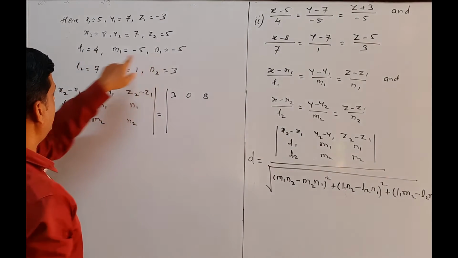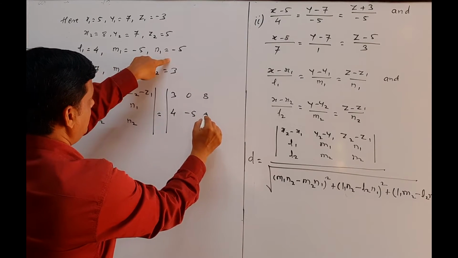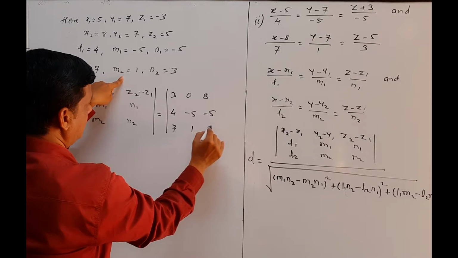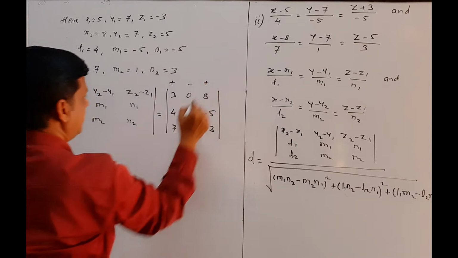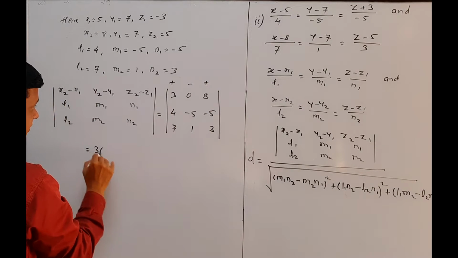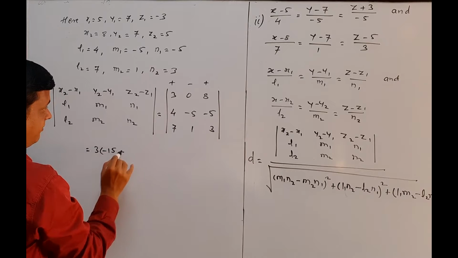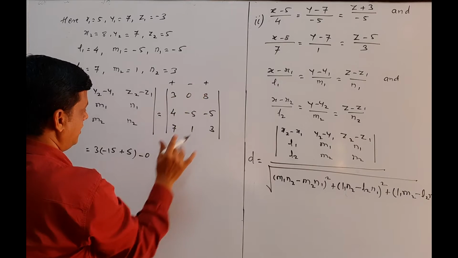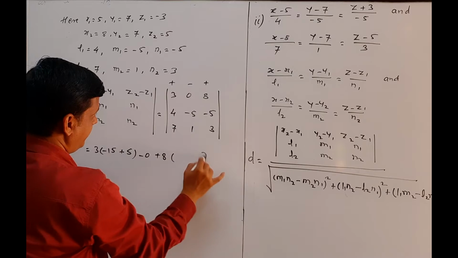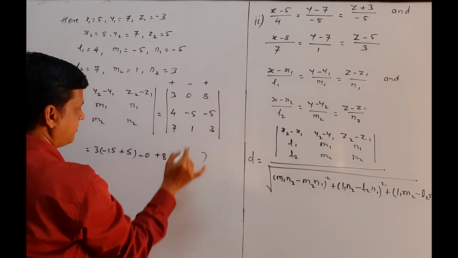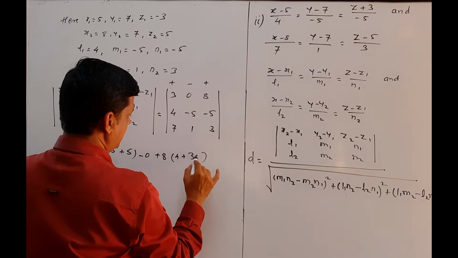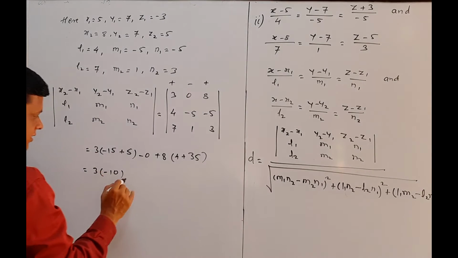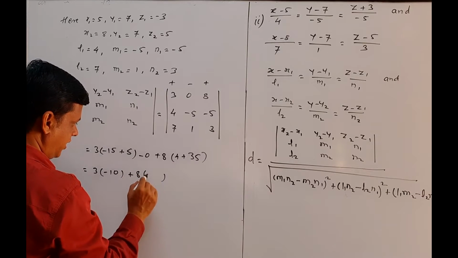Then L1, M1, N1, so we write here 4 minus 5 minus 5. Then L2, M2, N2, so we write here 7 1 3. So calculate this determinant. So we get here 3 in bracket, minus 5 into 3, minus 15 minus, so minus minus get plus, 5 into 1 is 5, then minus 0, so we do not write the determinant. Now next, plus 8 in bracket, 4 into 1 is 4, minus, so minus minus get plus, 7 5 is 35. Now calculate this value, 3 into minus 15 plus 5, which is minus 10, plus 8 in bracket, so here we get 39.